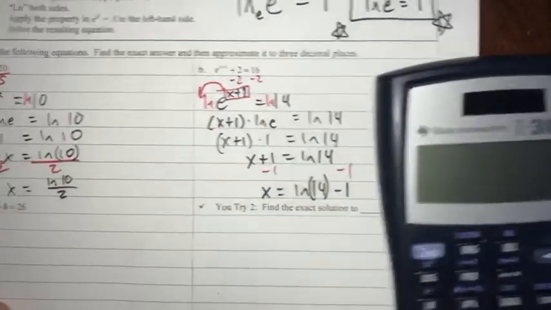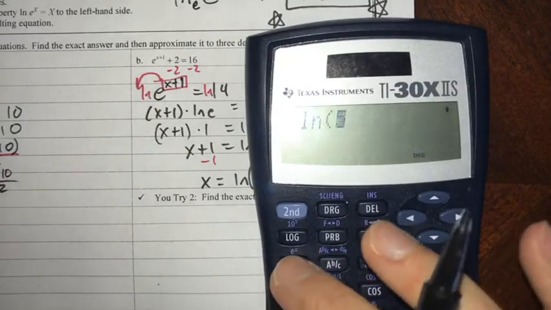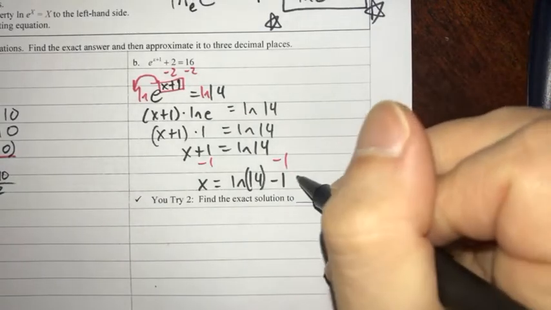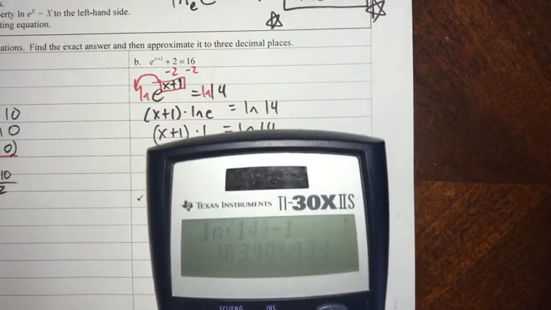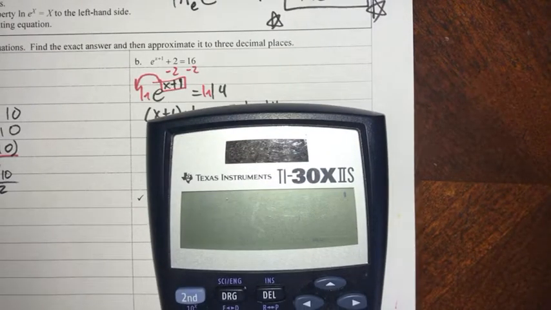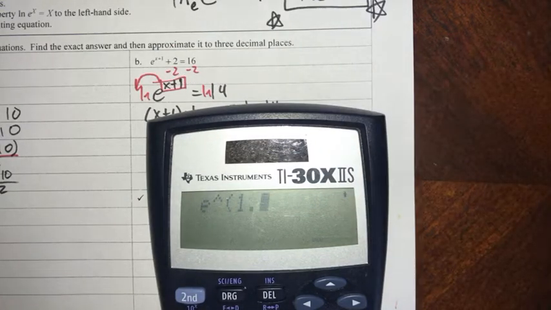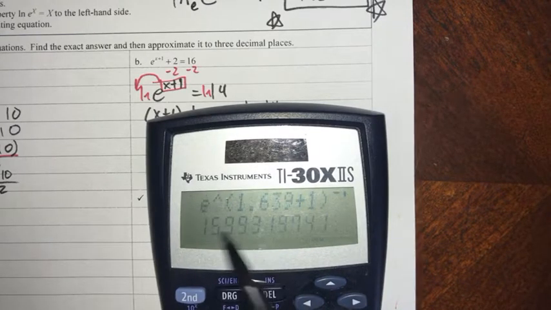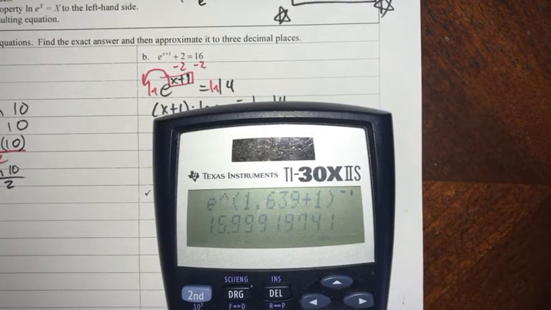Again, if we wanted to do that to figure out what it is as a decimal, I guess we should here. Natural log of 14 minus 1 is 1.639. I want to test that. Let's check it in our equation. By the way, the e button is up here. Second e. Okay, it says x plus 1, so we found that x was 1.639 plus 1, and let's add 2 to that. We end up getting 15.99, which is very close to 16, which is what the equation said it should be.